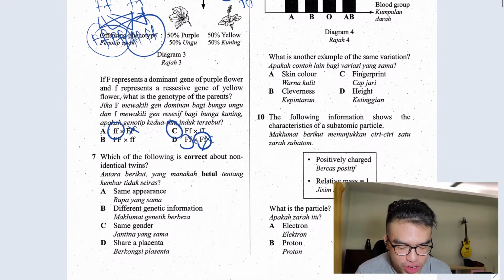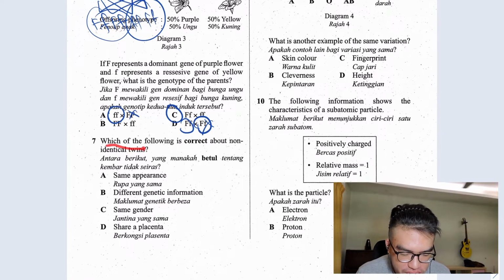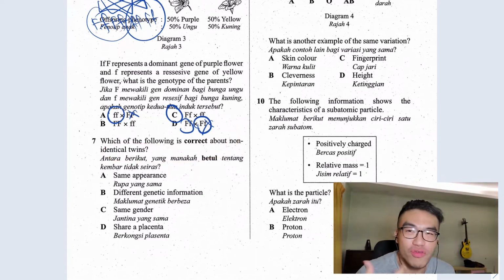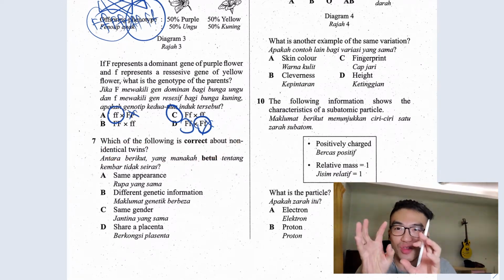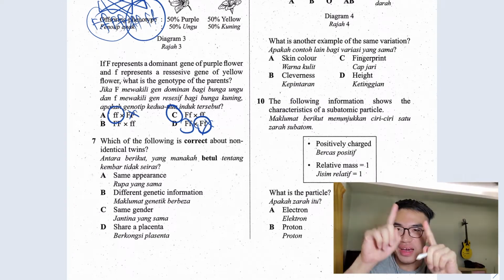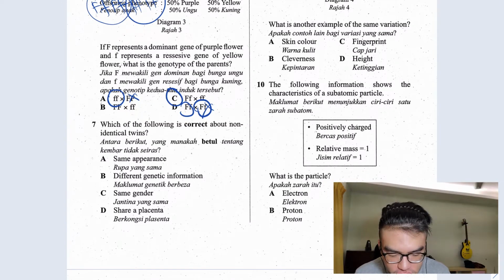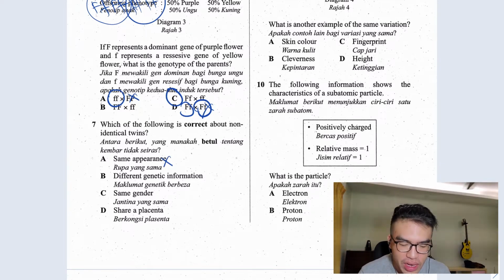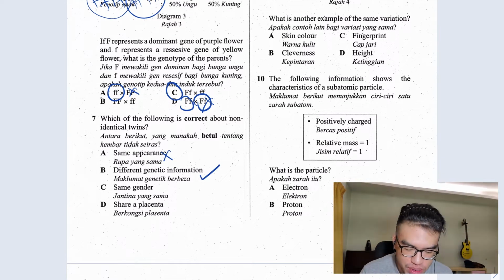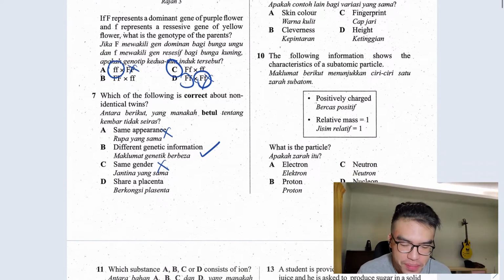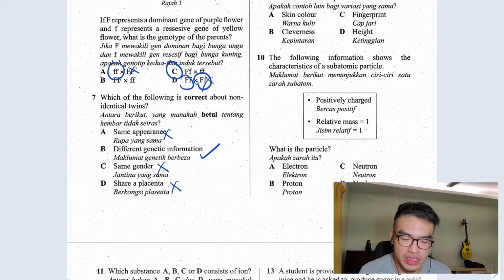Let's move on. Question 7. Which of the following is correct about non-identical twin? Non-identical twin, or what we call fraternal twins, means they grow in two different placenta and two different amnion. So what is correct? They have the same appearance? Of course not. This is for identical twin. Different genetic information, I believe this would be the answer. Same gender, not necessarily. They could be the same gender, but this is mostly for identical twin. Share a placenta, also for identical twin, so the answer, very straightforward, would be B.